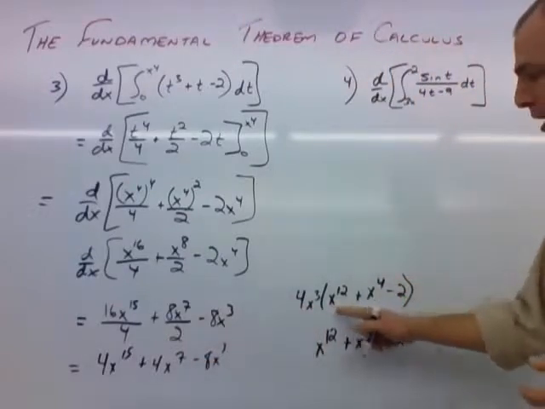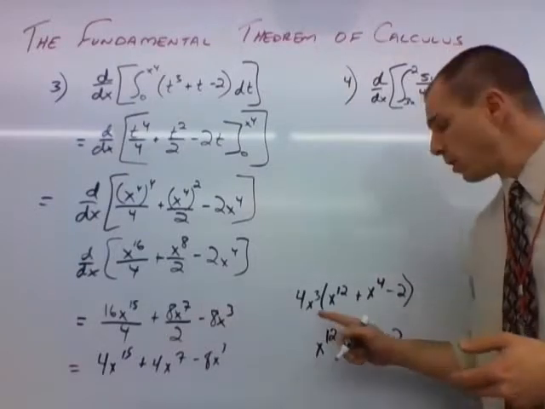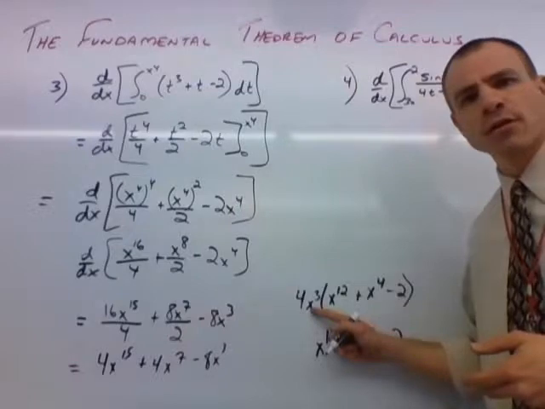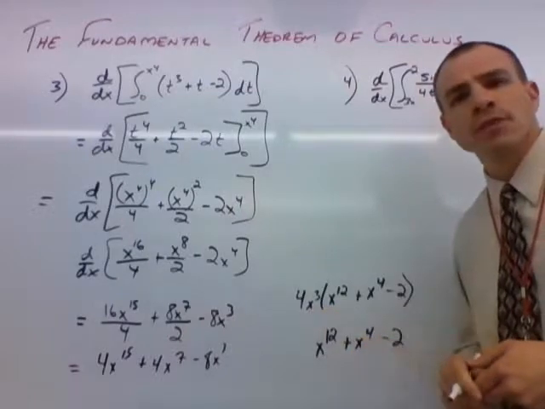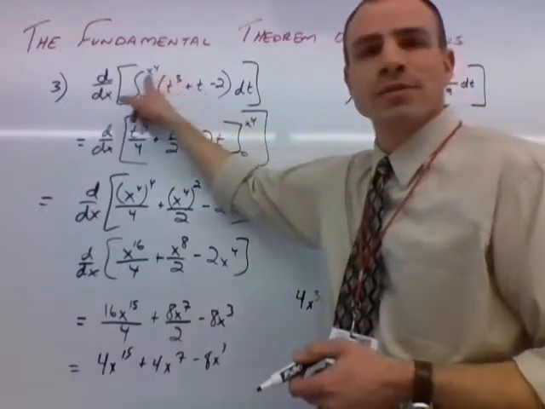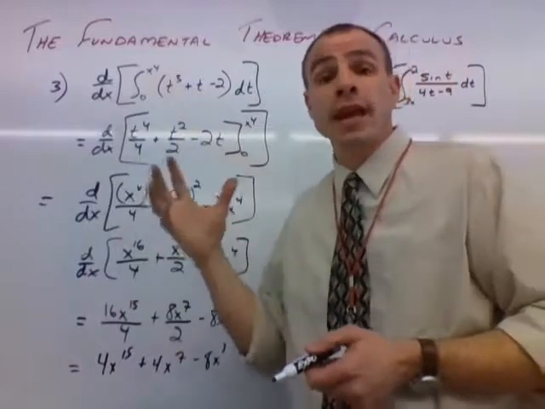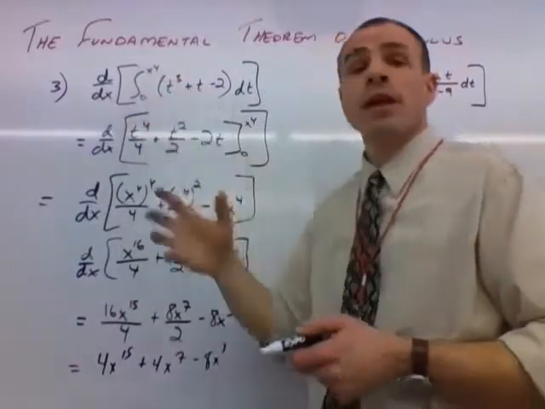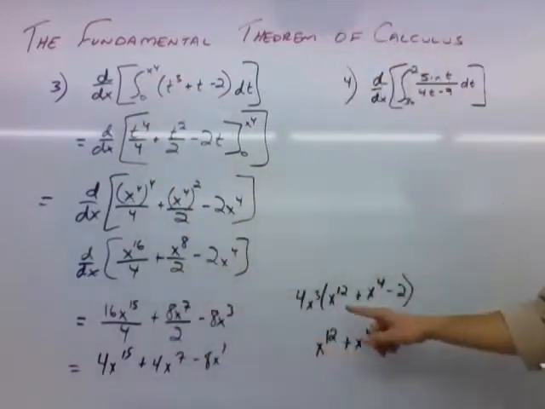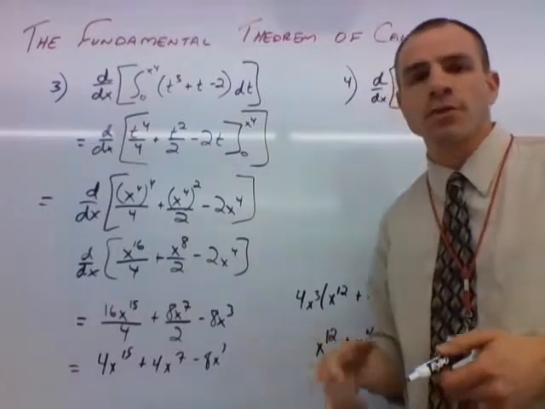So notice we do have our x to the 12th plus x to the 4th minus 2, but we also have this 4x cubed out front. Where did that 4x cubed come from? If you're thinking, you realize that 4x cubed is the derivative of x to the 4th, and that's correct. So can we just plug in the x to the 4th? Yes, we can. And we can put it in here, and we get our x to the 12th and x to the 4th after we simplify.